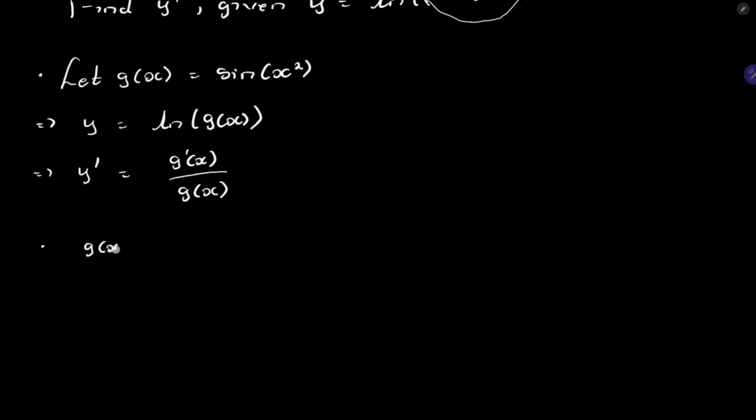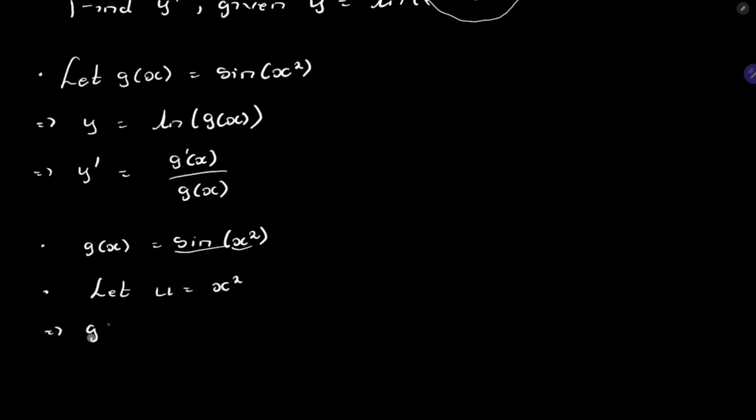So g of x is equal to the function sine of x squared. What can we identify in this case? This is still a function of a function, with our inner function being x squared and our outer function being the sine function. So the first thing we do is let u be our inner function x squared, implying now that our outer function g of x is the function sine u.